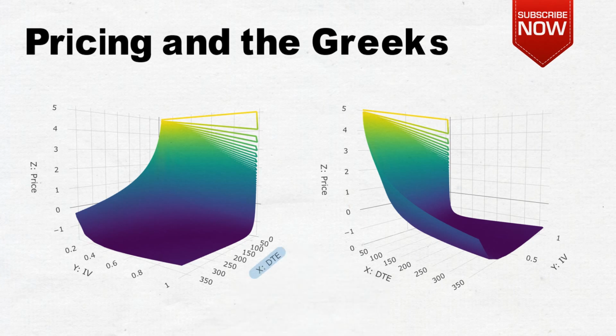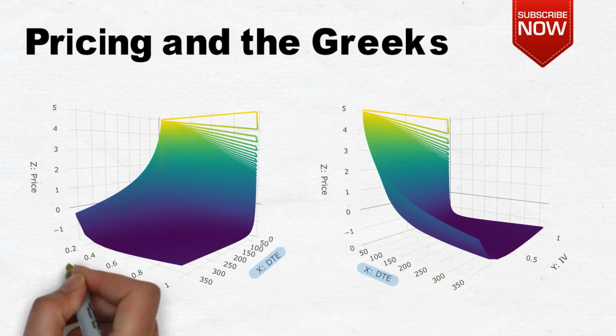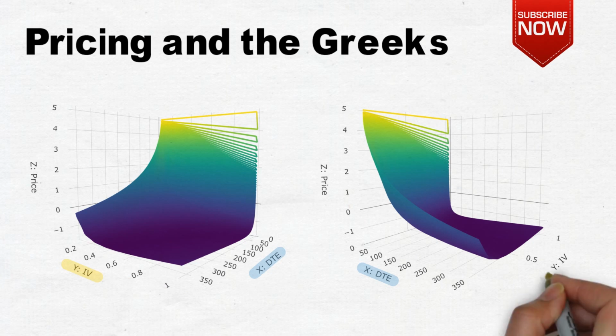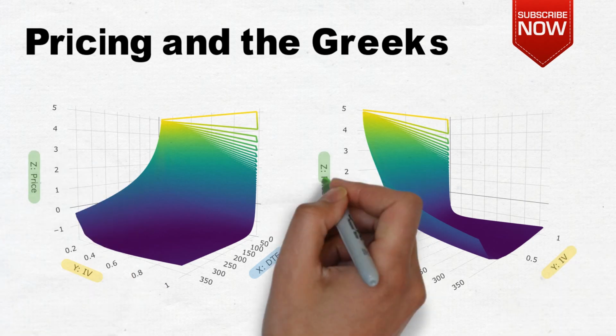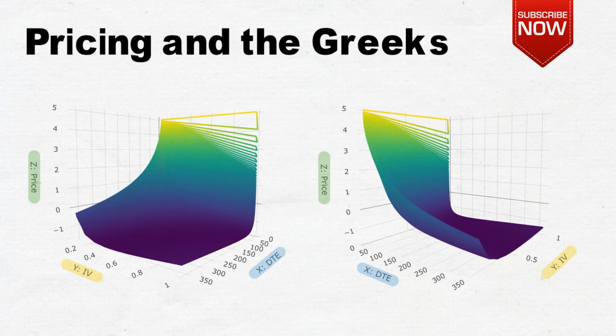The x-axis is the days till expiration, the y-axis is implied volatility, and the z-axis is the price of a broken wing butterfly. For this chart, the underlying price is assumed constant. Here you can clearly see that the price of the broken wing butterfly increases dramatically when IV is low and there are only a few days left until expiration.